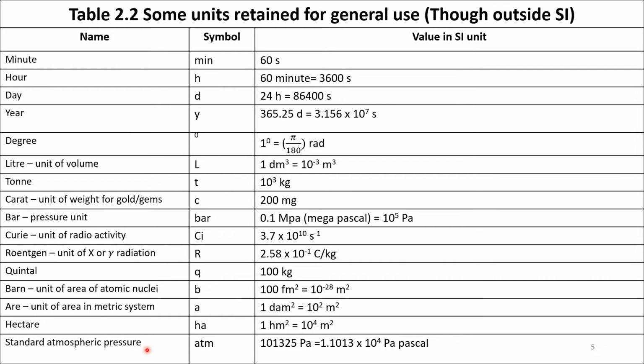Standard atmospheric pressure, atm, is equal to 101325 Pa, that is equal to 1.013 × 10^5 Pa. These items we will be using as and when required, but these are not listed as SI units.